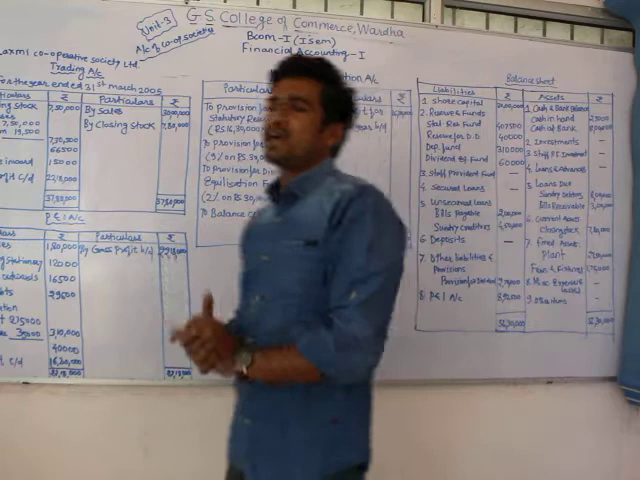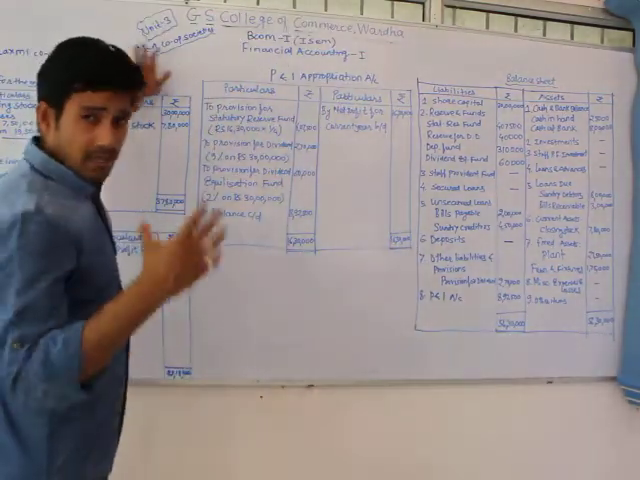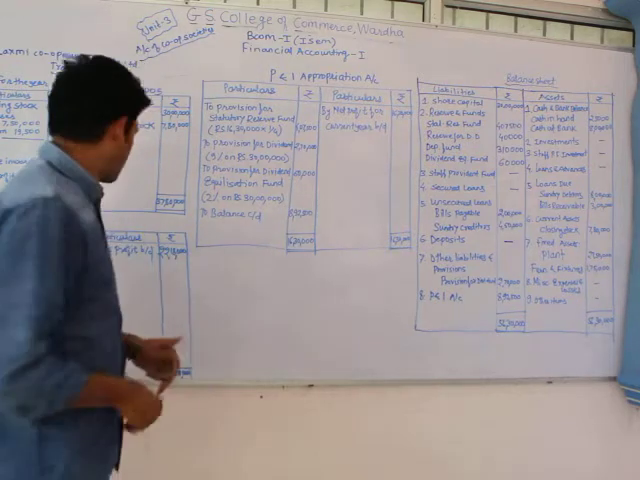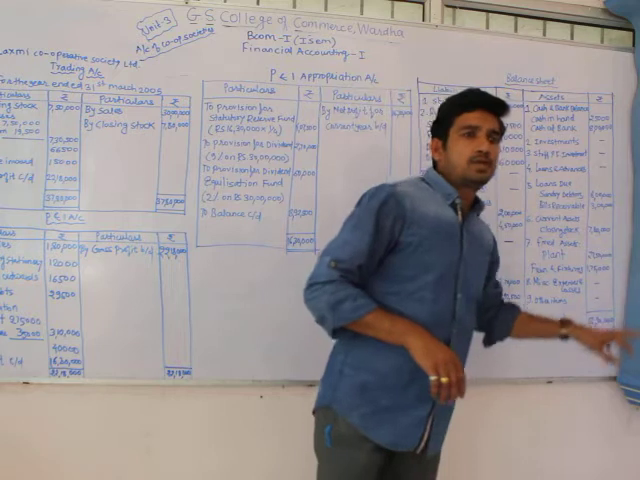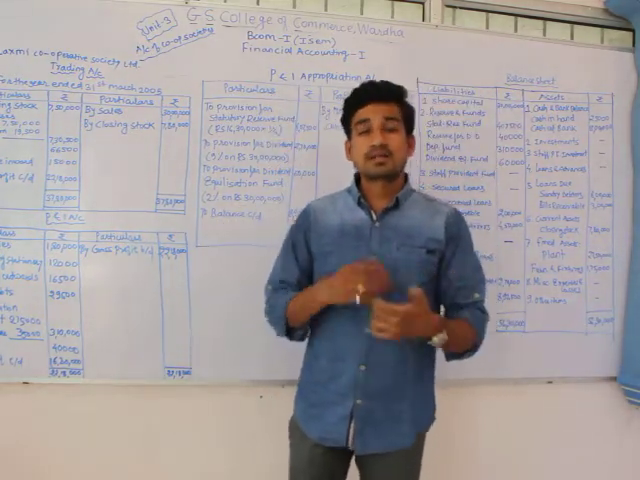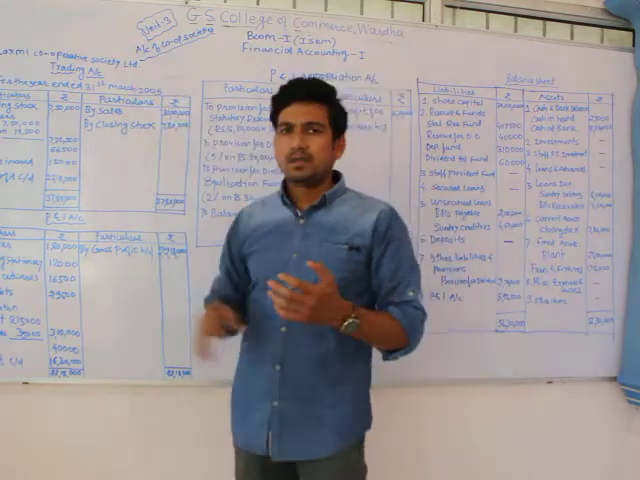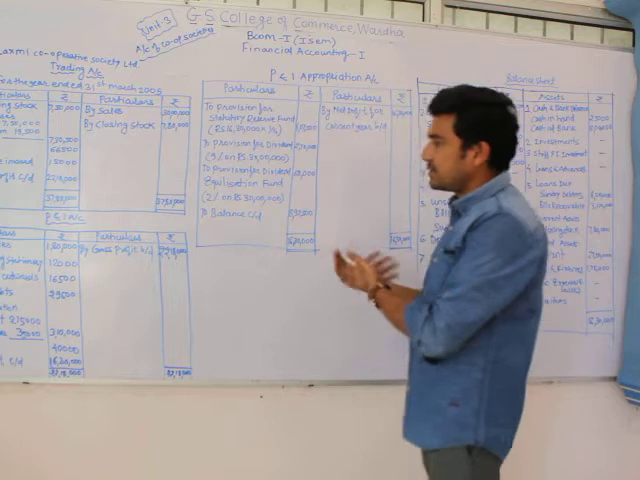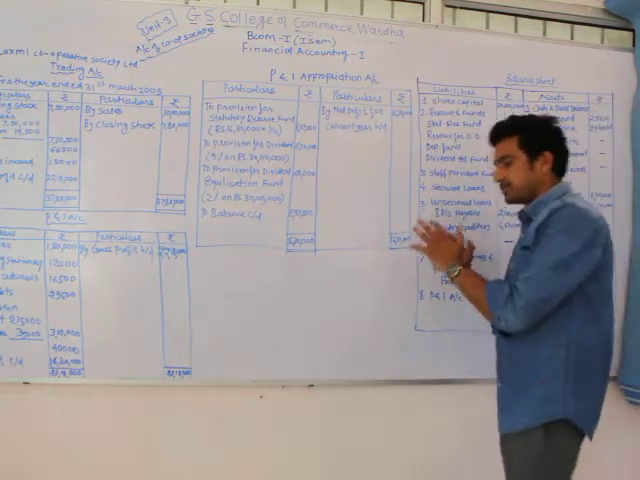So this is the entire problem, which is distributed in 4 parts: trading account or manufacturing account, depending on that particular problem, profit and loss account, profit and loss appropriation account, and a balance sheet. This way, these types of problems are called final accounts of Maharashtra State Cooperative Society Limited. The name will be different, but these are the problems. This is the way we have to solve the problems as per the Maharashtra State Cooperative Society Act.